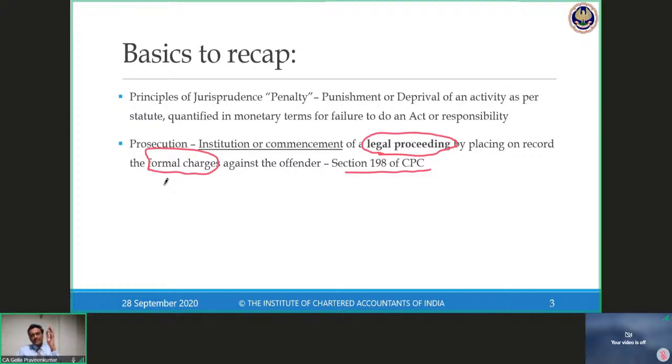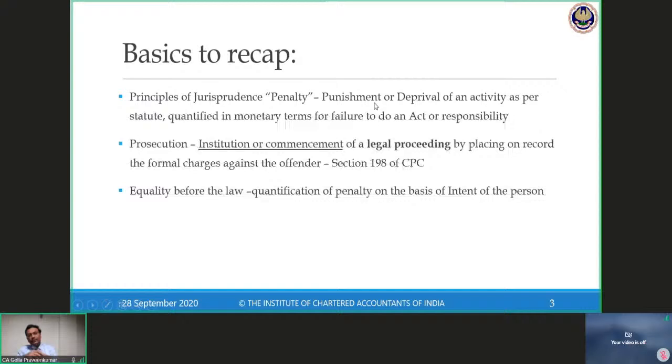So the Criminal Procedure Code provisions, the CPC provisions, get squarely applied under the GST law for any of the provisions where we refer to these aspects. Then, equality before the law, quantification of penalty on the basis of intent of the person. Please understand, this term equality before the law is very, very important where we plead to an officer concerned. Don't give a disparity, don't be biased.